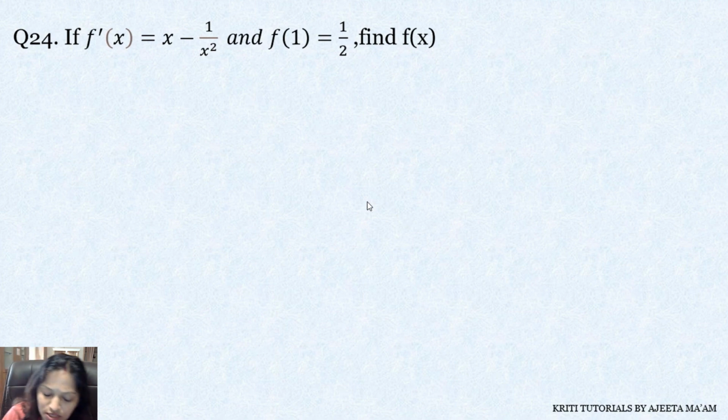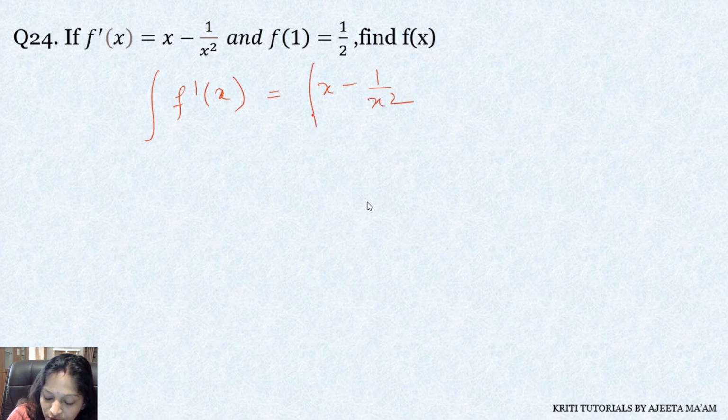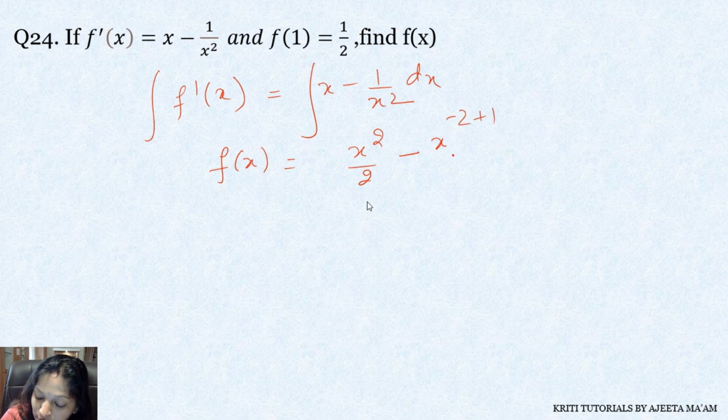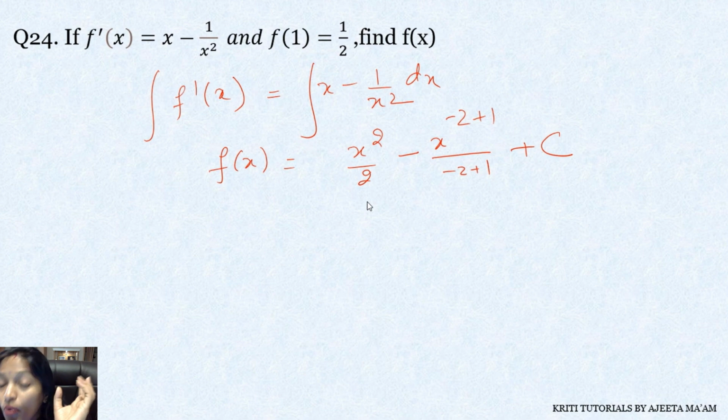So again the same concept, let's integrate f dash x so that we can get f(x). So from f dash x, if you want f(x), integrate. Now if you integrate, the integral of x is x square by 2 and the integral of minus 1 upon x square becomes x raised to minus 2 plus 1 over minus 2 plus 1, plus c. C is important because that is what we find with the given condition. So you have to find the value of the constant now. So now you understand why we always put c.